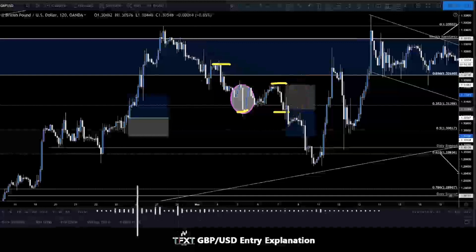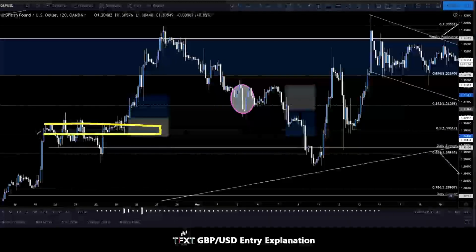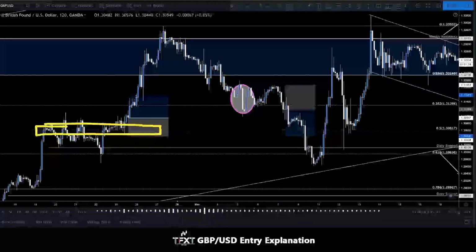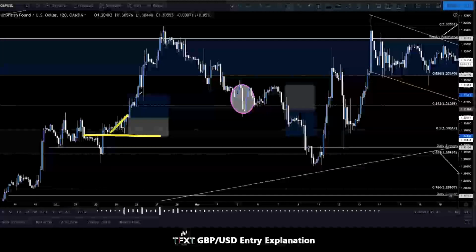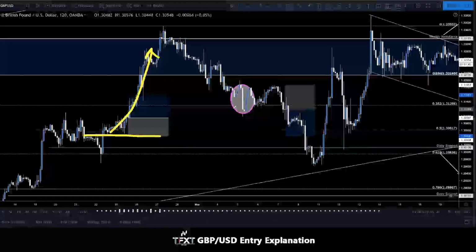And so we can see that price did push exactly as expected. Just want to show you guys the targeted area was in the previous highs, also where this short-term impulse had begun. And so those are the reasons why I took GBP USD.